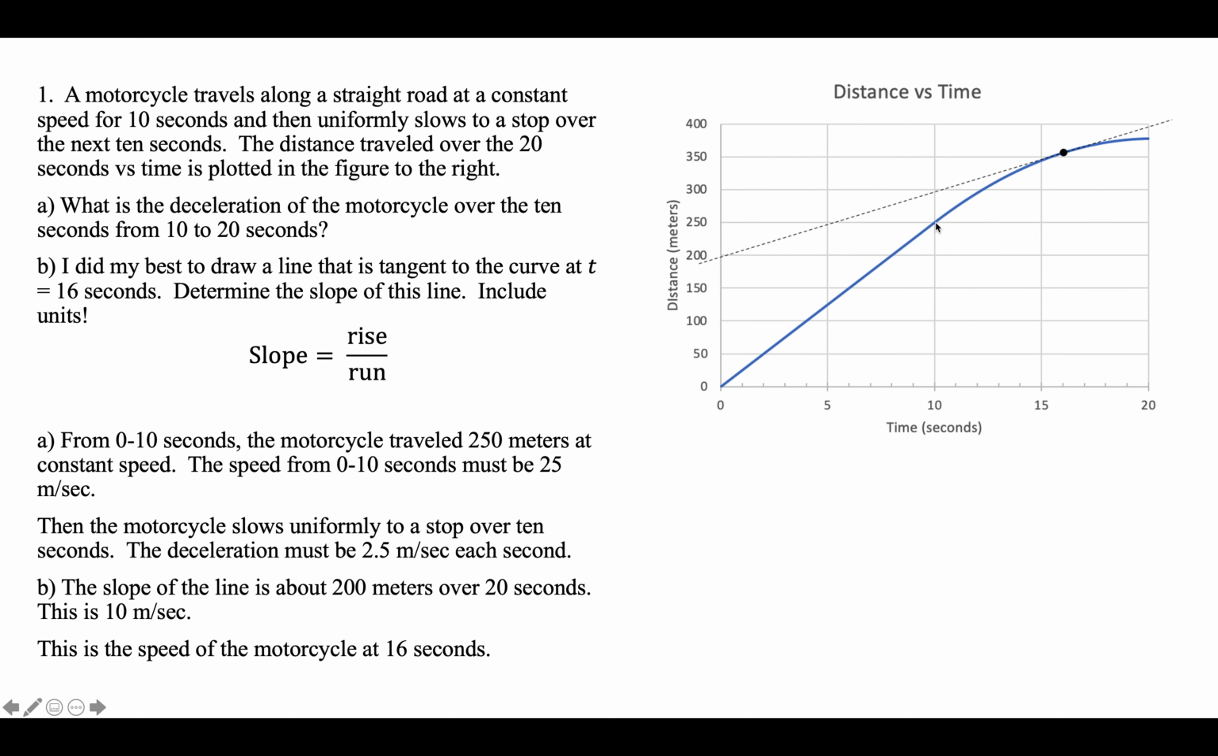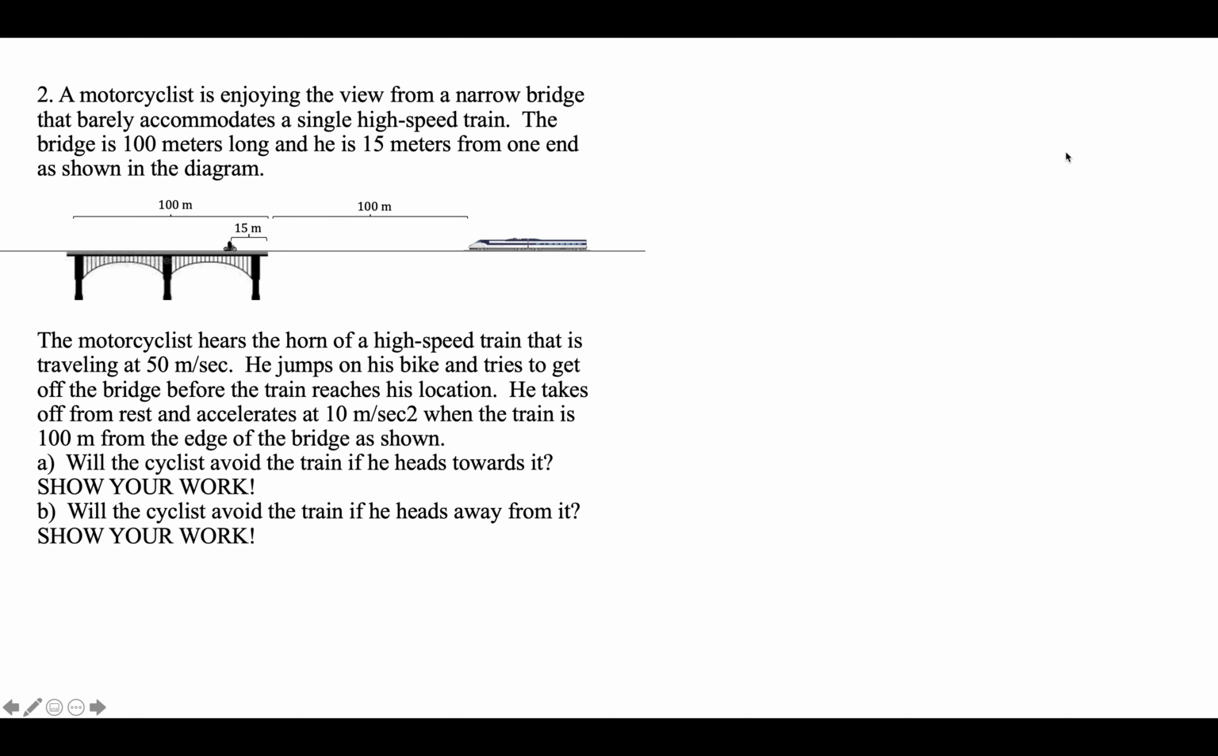If it starts at 25 and you subtract 2.5 meters per second every second for 6 seconds, you have to subtract 15 meters per second. So if you start at 25, you subtract 15, you're down to 10 meters per second. That's the speed of the motorcycle right there. That's problem 1. Problem 2, there's a motorcycle 15 meters from the end of a 100-meter bridge, enjoying the view.